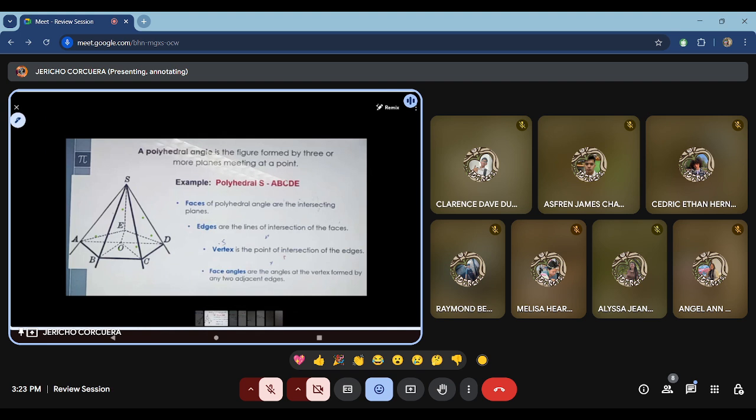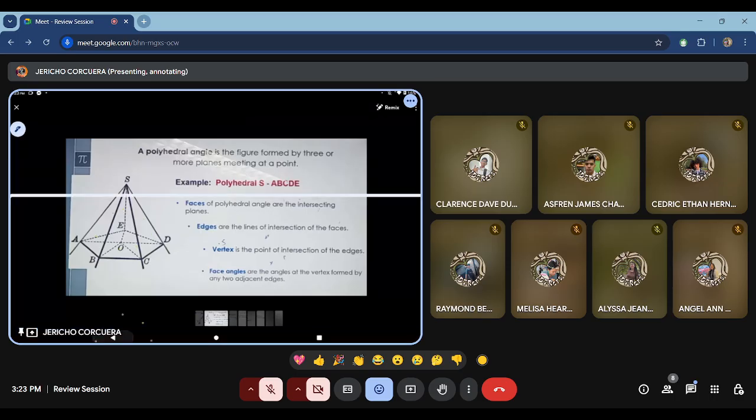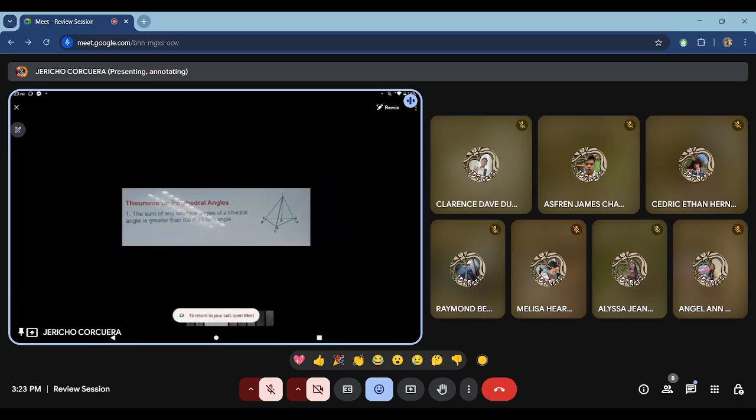That is the polyhedral angle. Next, we have theorems on polyhedral angles. The sum of any two face angles of a trihedral angle is greater than the third face angle. So trihedral means we have three planes. The sum of any two face angles of a trihedral angle is always greater than the third face angle.